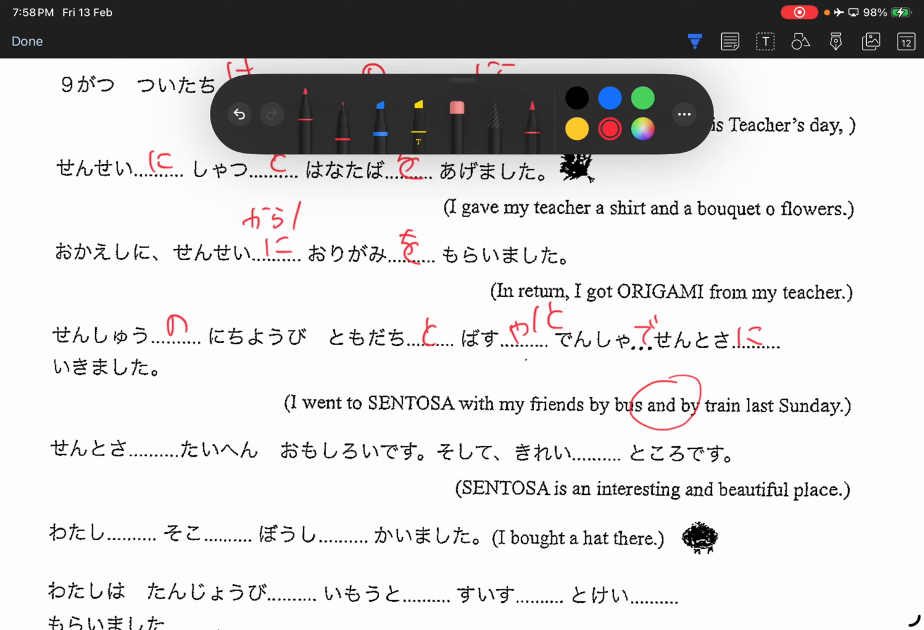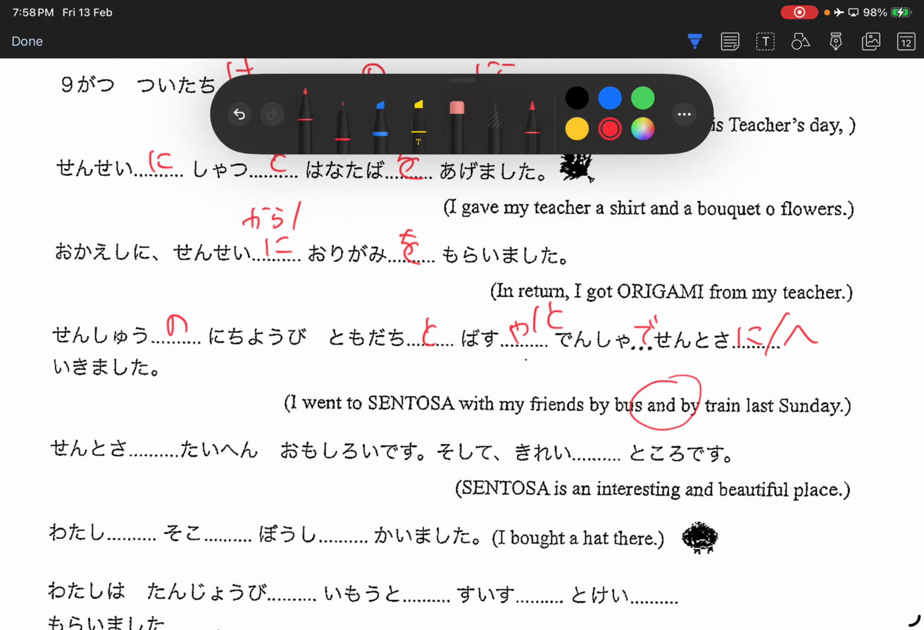電車で, バスや電車で. That is non-negotiable because it's by bus, the で must be there. セントサに行きました, so we go into Sentosa. Sure, that's fine. Sentosa is a place that you can go into. It's an island, so you can go into. 行きました. Can I use へ? Yes. Because it's 行きます, へ is definitely going to be accepted.